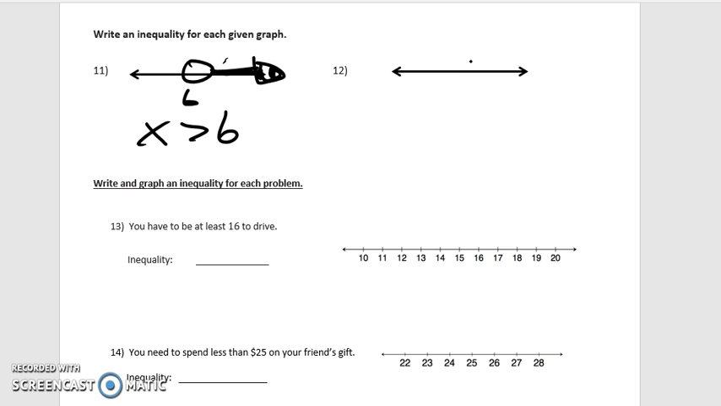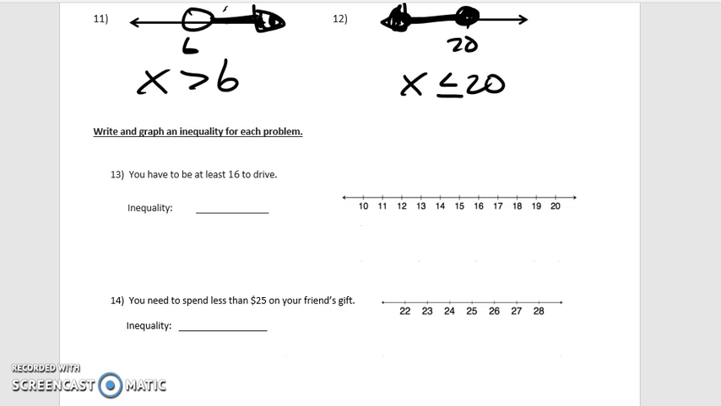And in this one over here, we had the number 20. All right. It was shaded and going to the left. So we are talking about x is less than or equal to, because we are shaded in, and we're talking about the 20 that's there. All right, and then for questions 13 and 14, we're writing out the inequality and then we're graphing it there.